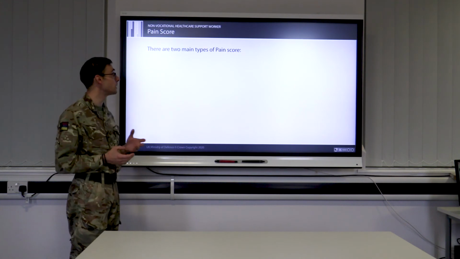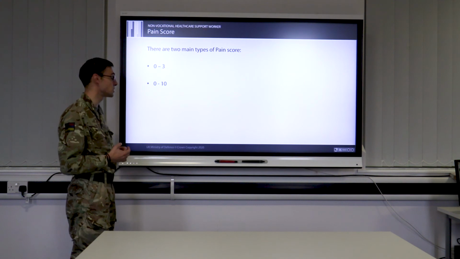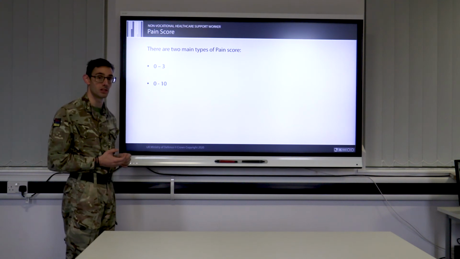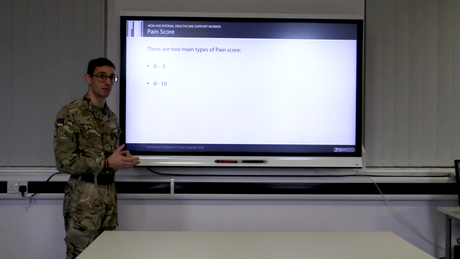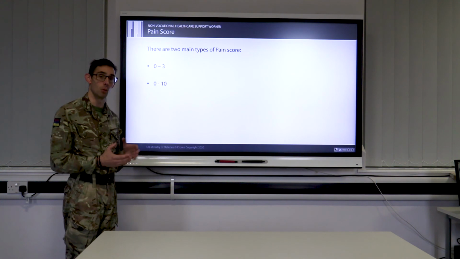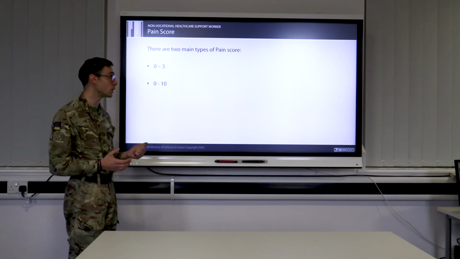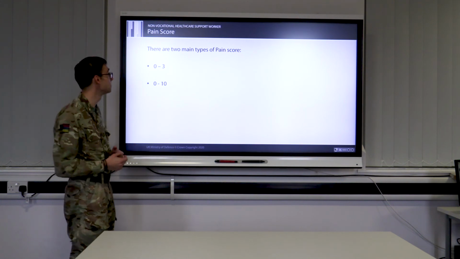Pain score. There are two main types of pain score that you may come across, 0 to 3 and 0 to 10. I would urge you to avoid using 0 to 10. If you use 0 to 10, it can give too much variation for a patient. If you use 0 to 3, it's a lot easier to narrow down at what level their pain score is. 0 being no pain, 1 being mild, 2 being moderate, and 3 being severe.